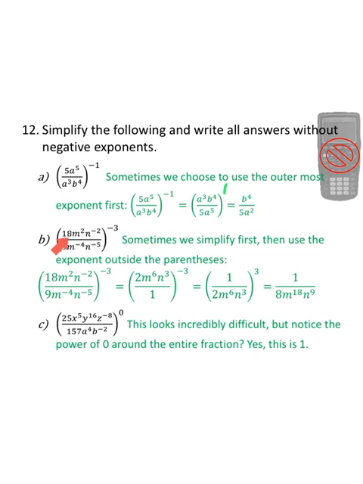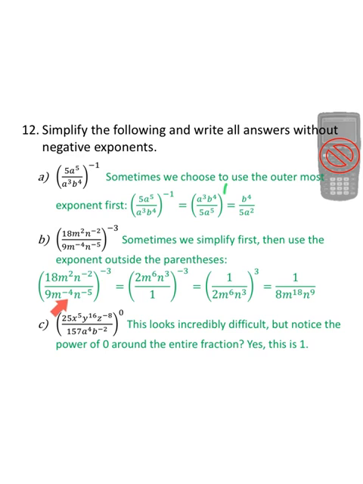So here we have 18m squared n to the negative 2 over 9m to the negative 4 n to the negative fifth, all to the negative 3 power. In this one, I'm going to simplify the inside first, and then I'm going to use the exponent outside the parentheses. Why? I don't know. I just chose to. That's what occurs to me first. I always try to go with my first instincts because they're usually the best.